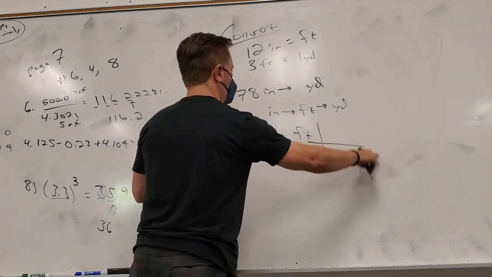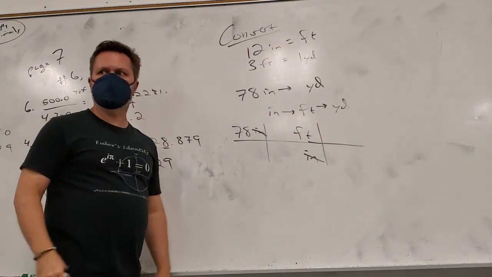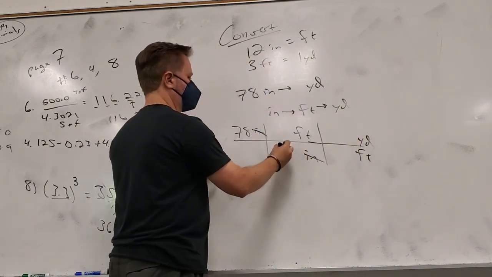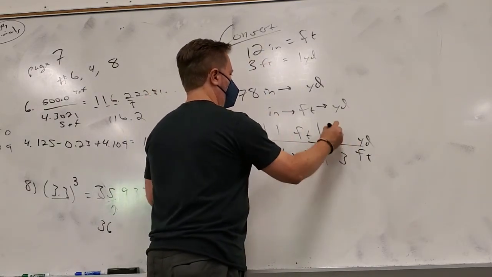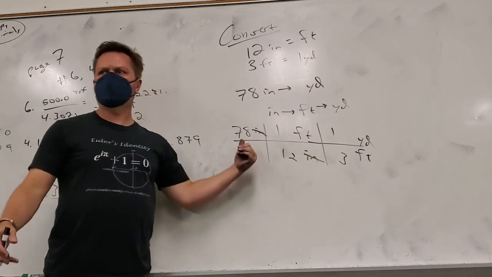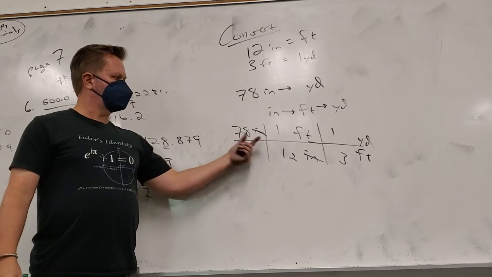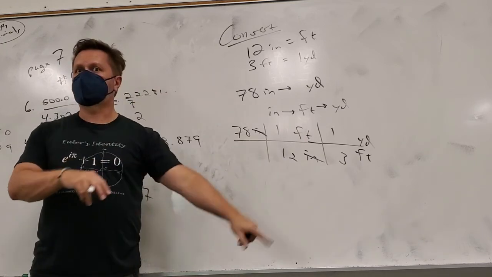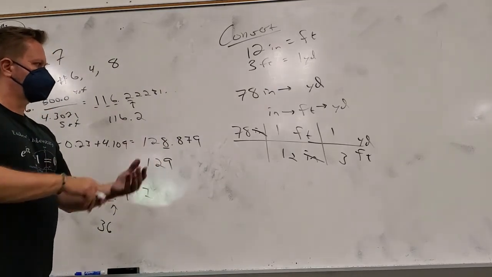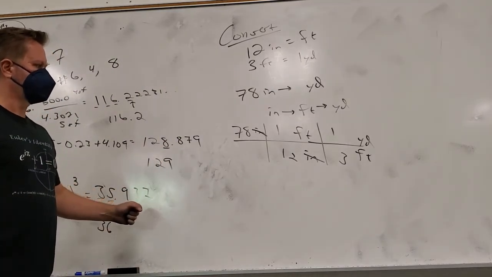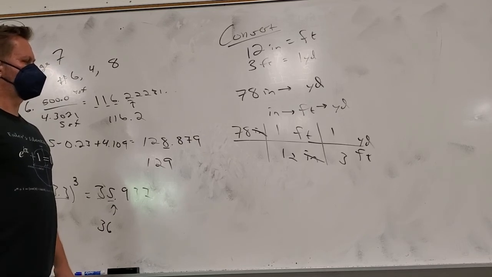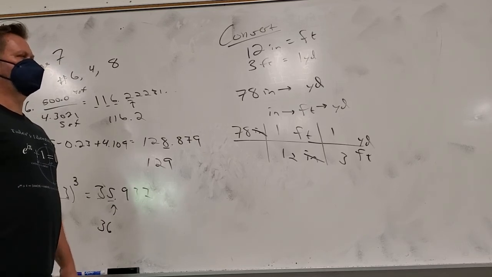Keep going. Where would I put feet so they cancel? Because I don't want feet. On the bottom. And now you fill in the numbers. 12 inches in a foot, 3 feet in a yard. And if it's on the bottom, I divide. 78 divided by 12, divided by 3. So help me out. What is 78 divided by 12 divided by 3? 6.5.